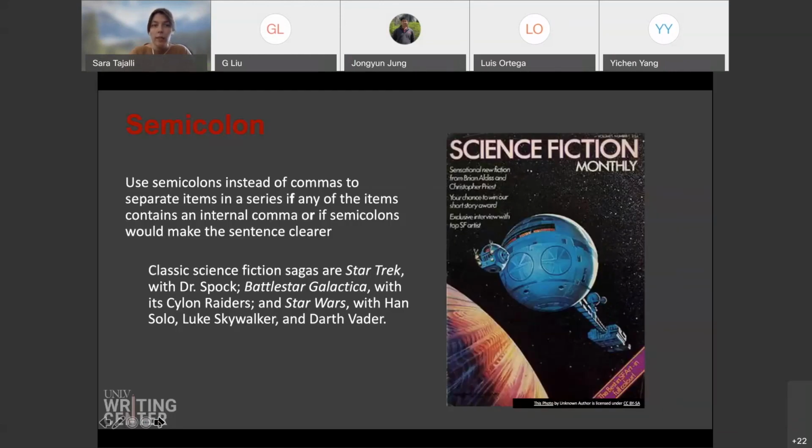Okay. And again, like we talked about when we first started introducing punctuation, some things are optional, some things are mandatory. This is an example of an optional way of using a semicolon. And that's when there are items in a series that have commas within them, you can also use semicolons to separate these ideas for clarity. Again, this is optional, but for me personally, I think it is easier for my brain to separate all these ideas. So as we can see here, classic science fiction sagas are Star Trek with Dr. Spock. So we have the title and a character, and then we have the semicolon to introduce a new title and character: Battlestar Galactica with Cylon Raiders; and Star Wars with Han Solo, Luke Skywalker, and Darth Vader. So this is another way in which you could use a semicolon, but commas would be fine as well.